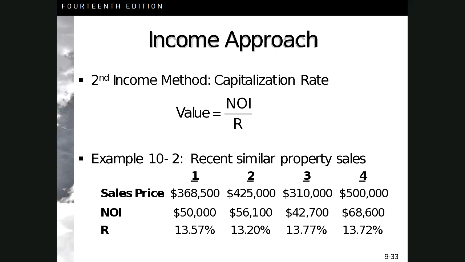Now let's look at the second one. The second income method is called capitalization rate. Okay, so it's very similar to the multiplier. Now this time, instead of multiplying, you are dividing it by a capitalization rate. We call it cap rate for short.